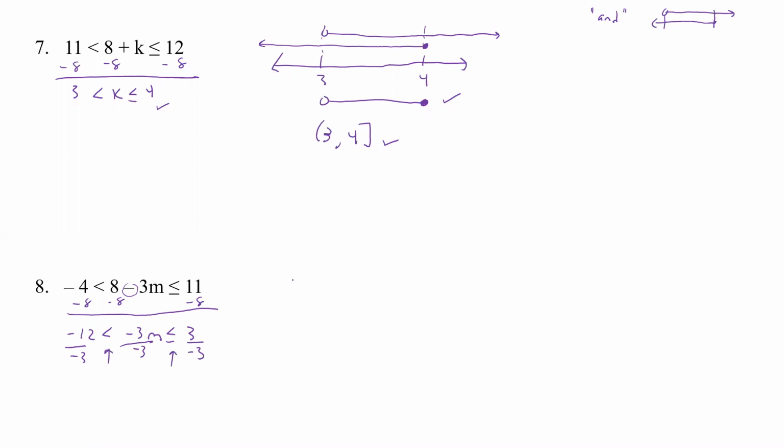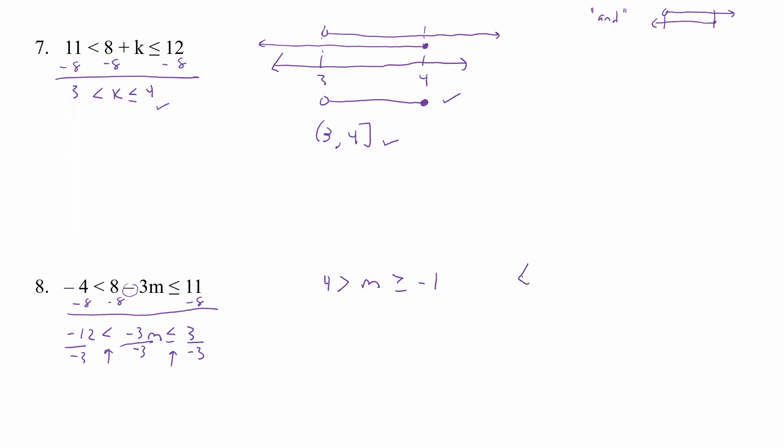So now what we're going to have is 12 divided by 3 is going to be a 4, and it's going to be positive because negative over negative is positive. And now that's going to switch to greater than. Now we're going to have m because negative 3 divided by negative 3 is 1. And then it's going to be greater than or equal to because that switches around. And then 3 divided by negative 3 is a negative 1.